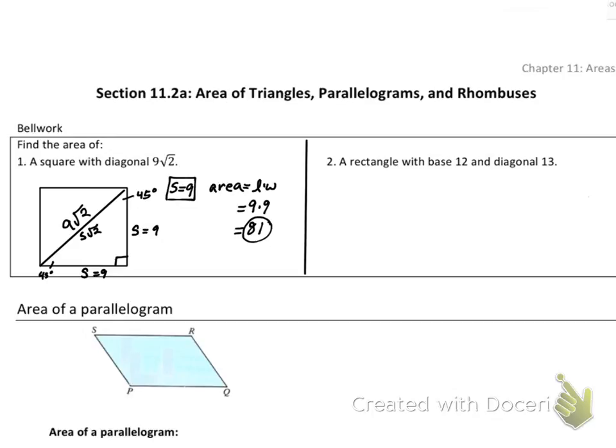But you had another 45. You could have solved this a different way. You could have said that both of these are the exact same, and you could have done s squared plus s squared equals 9 square root of 2 squared, but then it's a whole bunch of extra work. This is the easier of the two methods.